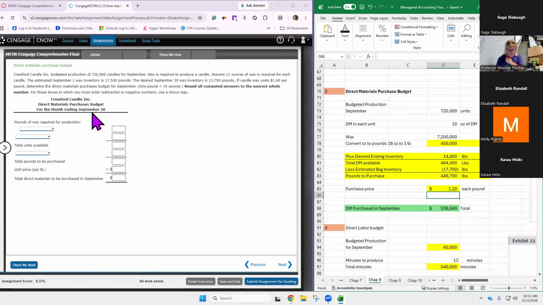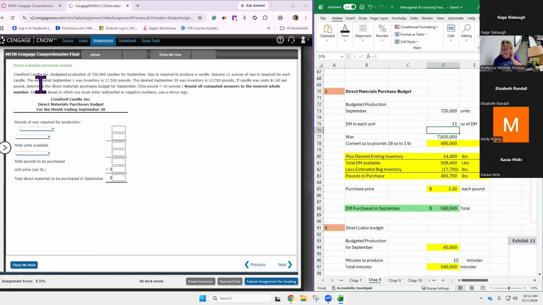I've got kind of a replica of what we have here. It says that the Crawford Candle Inc. Company budgeted production of 720,000 candles for the month of September. Assume that 11 ounces of wax is required for each candle. So I want to put that down. The last one I did required 10. Now my problem requires 11.